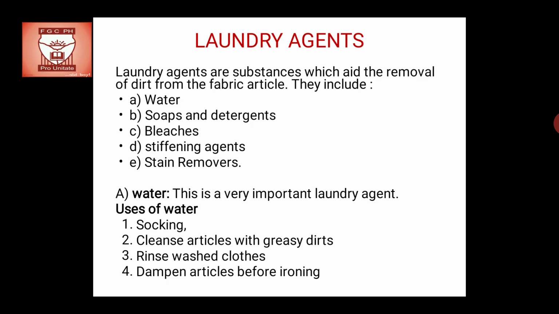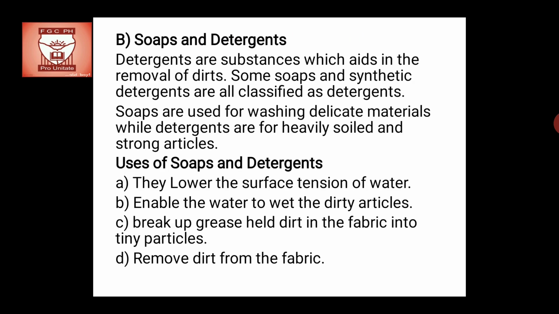Water. Now water is a very important laundry agent. One, it is used for soaking. It is used to cleanse articles with greasy stains. It is also used to rinse washed clothes. And water is also used to dampen clothes before ironing. That's to make clothes a bit wet before ironing them.